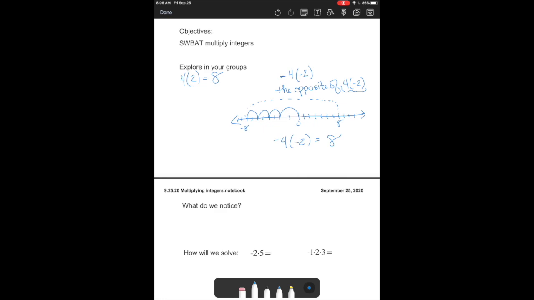Now, I understand that that can be a little bit tricky to think about, but if we go back to the beginning, we notice two things, right? If we have the same signs, the answer is always positive. And if we have different signs, the answer is always negative. So we're going to say under here, what do we notice? Same signs equals positive product. Different signs equals negative product.